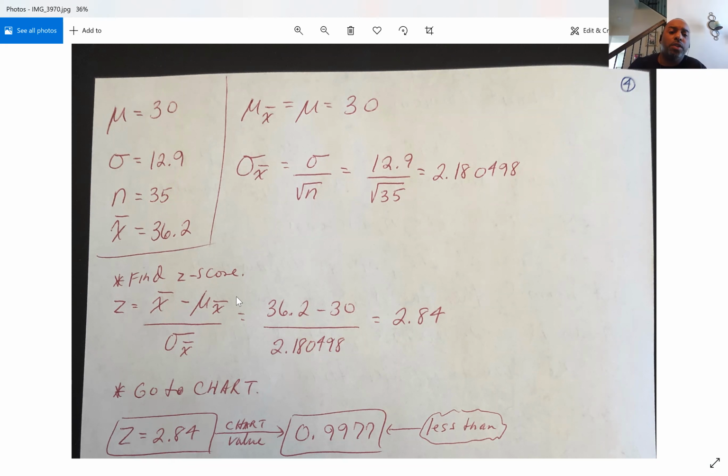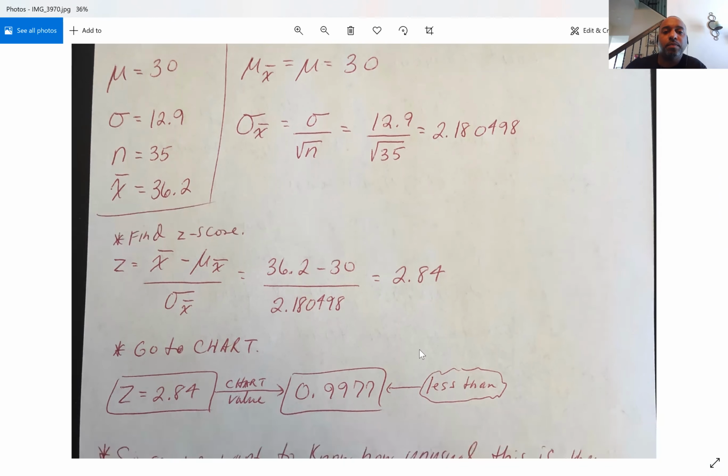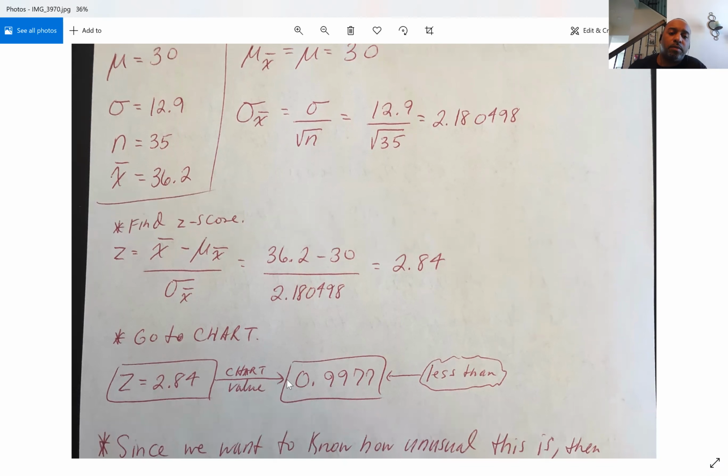All right. So then you go to your z-score, plug in the values accordingly. 36.2 minus 30 over 2.180498. Remember, when you're doing your calculation, it's always good to go 4 or 5, maybe even 6 decimal places, so you get the most accurate value possible. So we got 2.84. Now, your z-scores, you always round to 2 decimal places. Just reminding you of that again. Go to your chart. When you go to the chart, they give you 0.9977, which always represents less than. Whenever you go to the chart, the value you get will be less than.